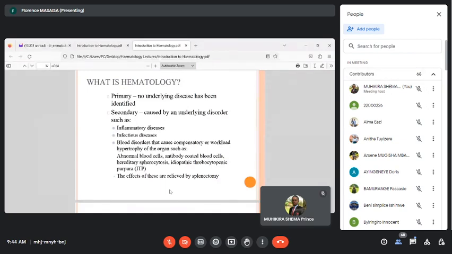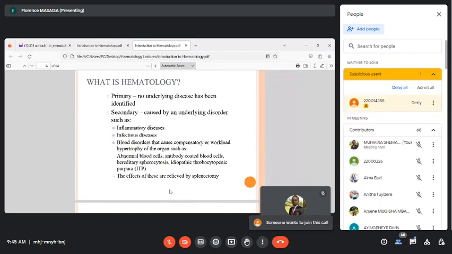Then we are discussing the cause of splenomegaly. Sometimes it may be primary, where you cannot find any underlying condition, but we also have a secondary one, which may be due to inflammatory diseases, infectious diseases, and so on.